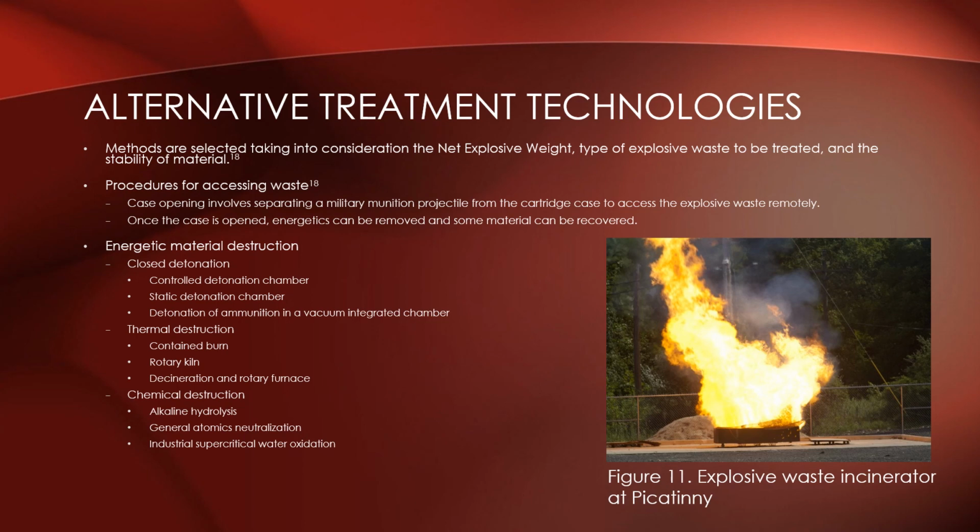Closed detonation uses donor charges for detonation inside a detonation chamber, which does not allow emissions to escape and destroys the explosives. One example is a controlled detonation chamber, which utilizes munitions encased with a donor explosive and sealed chambers to detonate the munition and consume the explosives and off-gases.